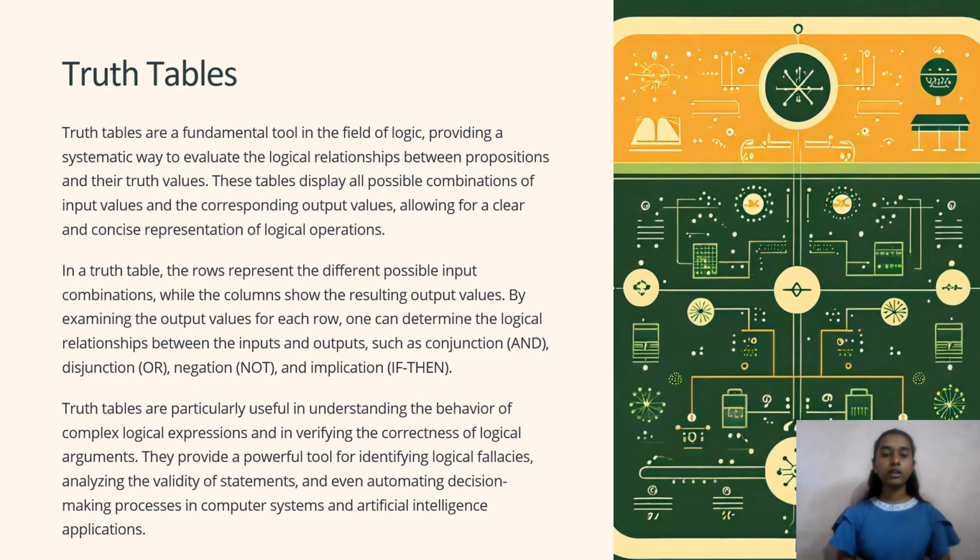In a truth table, the rows represent the different possible input combinations while the columns show the resulting output values. By examining the output values for each row, one can determine the logical relationship between the inputs and outputs, such as conjunction, disjunction, negation, and implication. Truth tables are practically useful in understanding the behavior of complex logical expressions and in verifying the correctness of logical arguments.